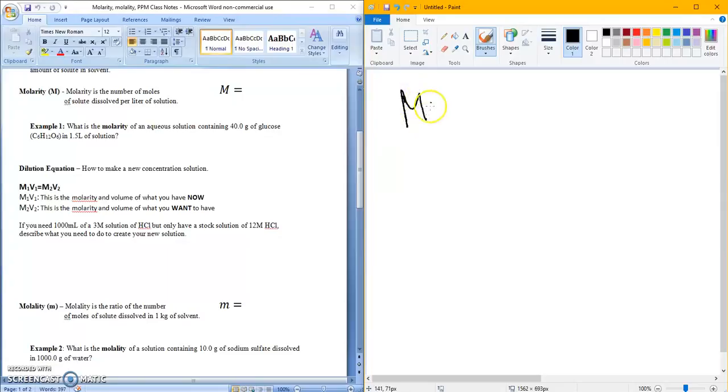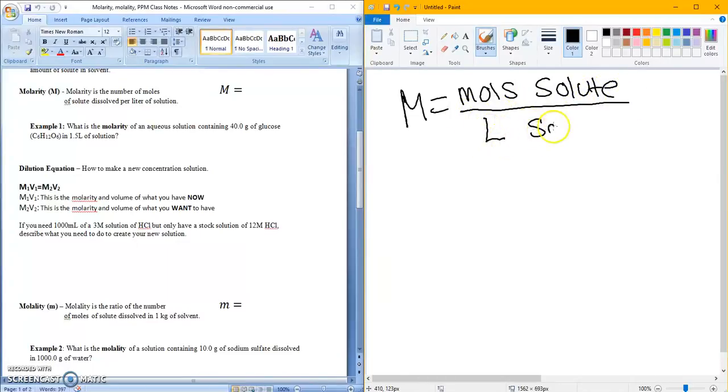So let's look. Molarity is a big M. That's its symbol. And molarity is the number of moles of solute all over your liters of solution. So in other words, this is just another way of saying a fraction, right? You're asking how much solute do you have per your total solution.